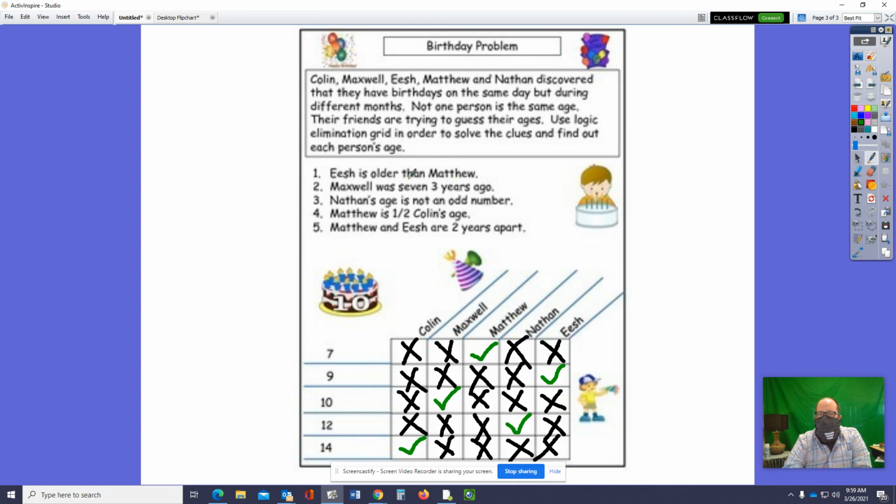And then we can go back to that first clue that we weren't quite sure about. It said Ish is older than Matthew. If Ish is going to be 9, then Matthew is 7, and that does work out. So Ish is older than Matthew. And there we go. So that's what you should have come up with.